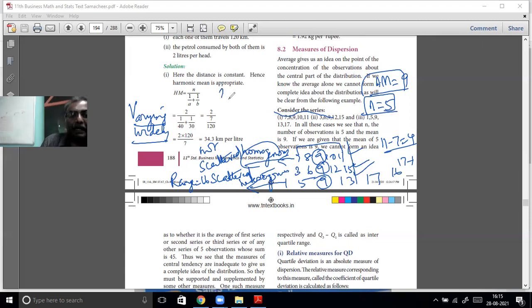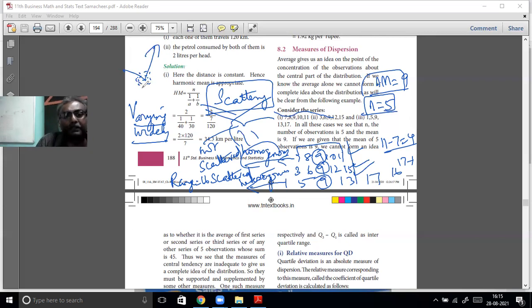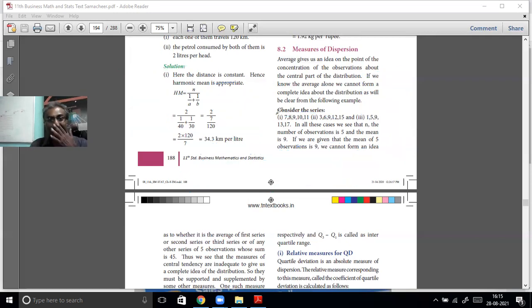Dispersion means again scattering. When a group disperses, what does it mean? It means everyone goes to their own places, everyone goes home. It does not mean they stand together in one place. Disperse means all go to different places, scatter away. That is a measure of dispersion. So that is what we are going to see from now onwards, the reverse of what we have seen so far.